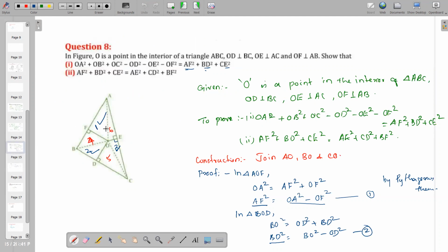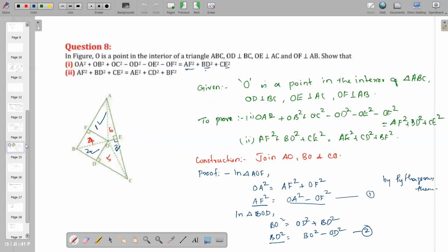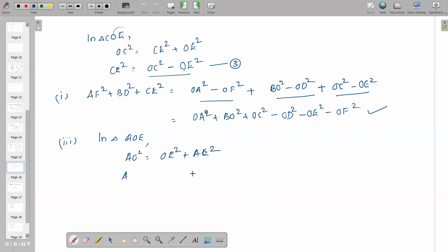AO square is equal to OE square plus AE square. Correct. We need AE square on the other side, so we can write here AE square is equal to AO square minus OE square. Okay. So equation 4 here.